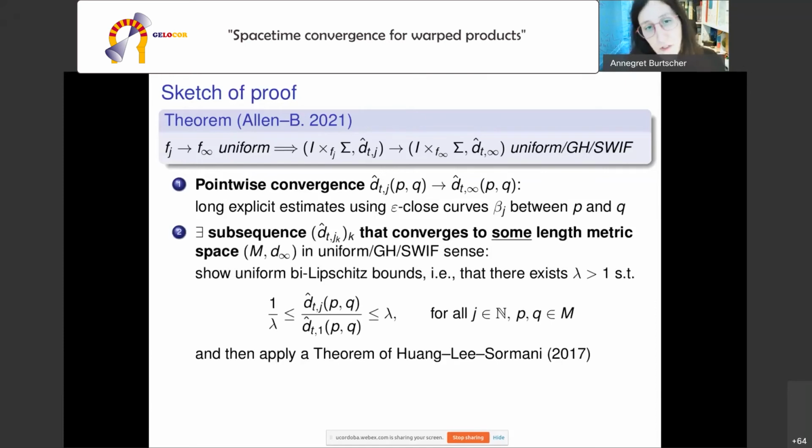Okay, so the pointwise convergence. Then we also know that there is a subsequence which converges to some length metric space in the uniform Gromov-Hausdorff and Sormani-Wenger intrinsic flat sense.